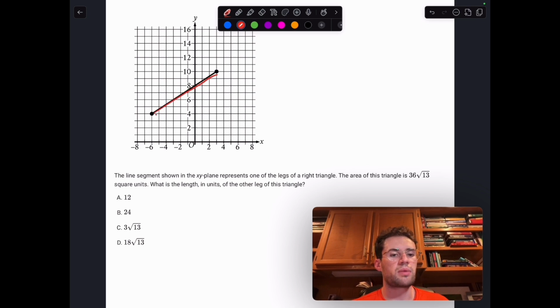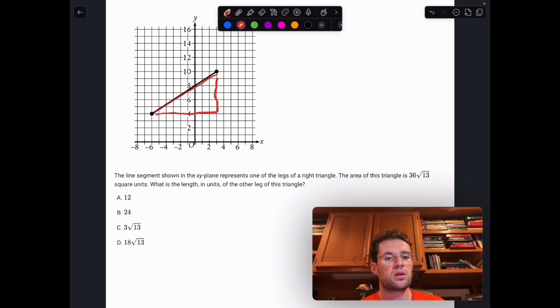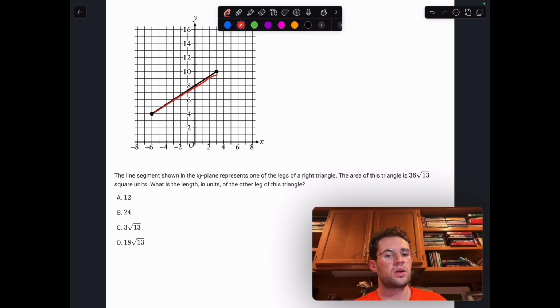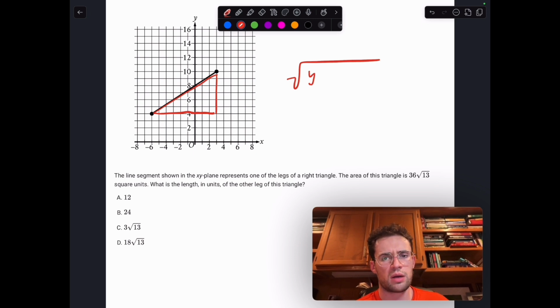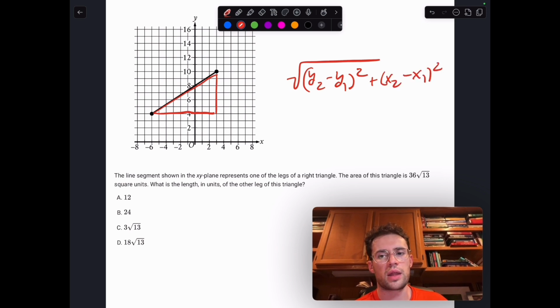And you could do that by making a different right triangle, so something like this. A lot of teachers will tell you to just use the distance formula, which looks like this: change in y squared plus change in x squared, and then you do the square root of that whole thing. That's just coming from the Pythagorean theorem, right?